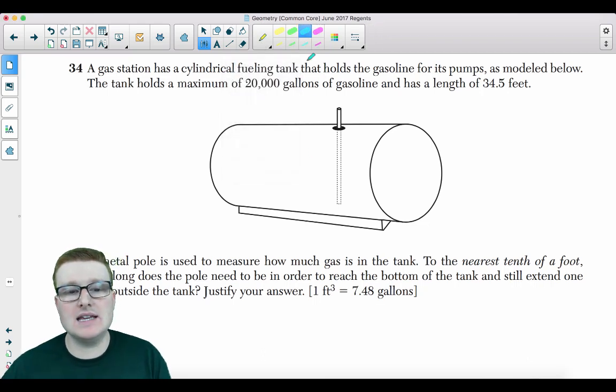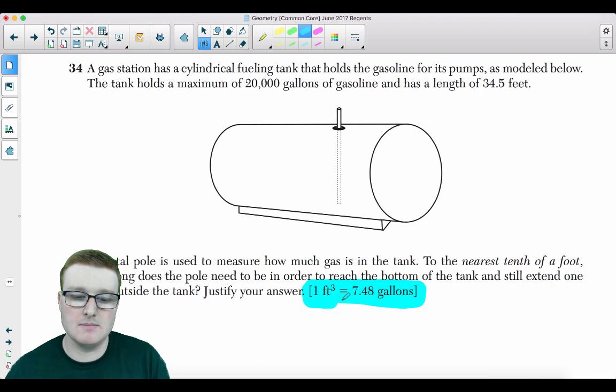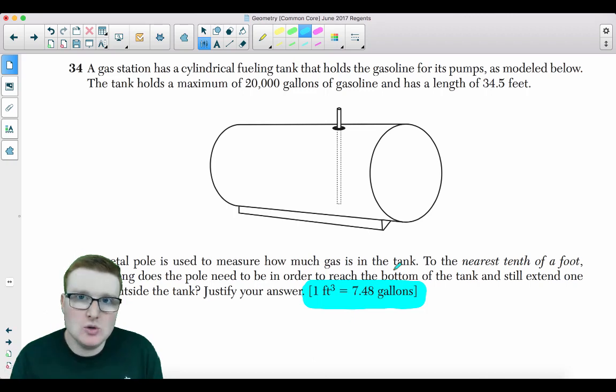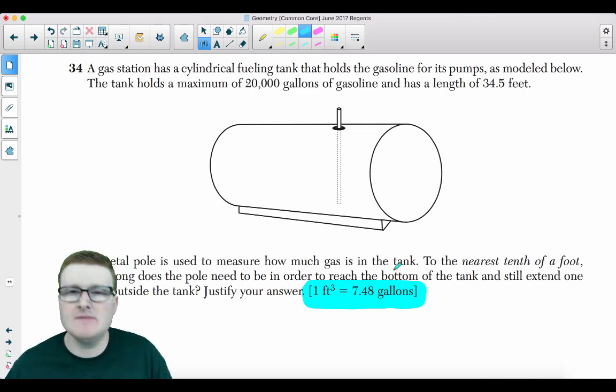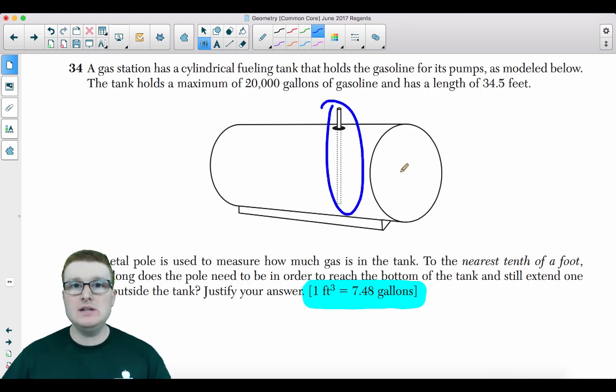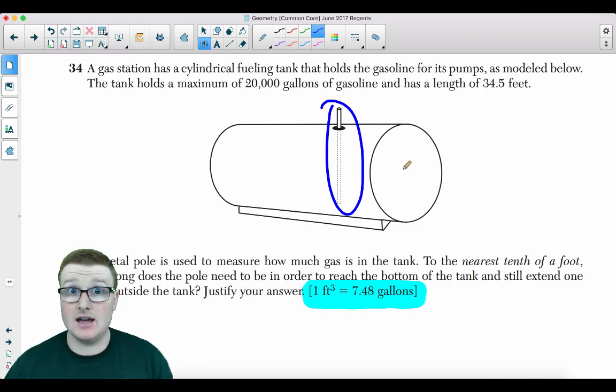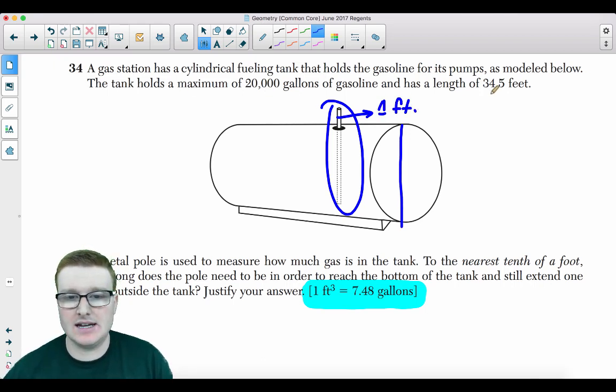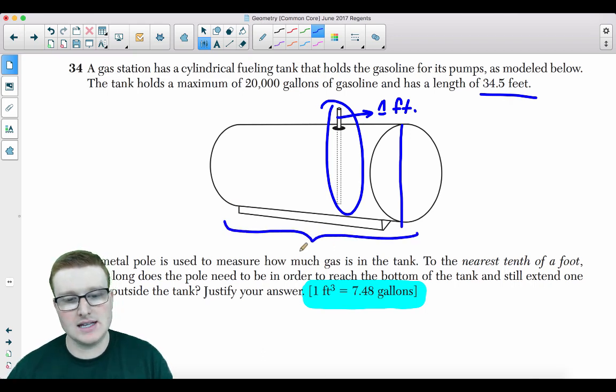Ladies and gentlemen, they do not give this information to you just because they just decided to give you information. No, you have to use that information to get the answer right. And this is how you need to do it. We're trying to find the length of the pole. Well, you need the diameter, and then this is an extra 1 foot, okay? So it says here, the tank holds 20,000 gallons and has a length of 34.5 feet.